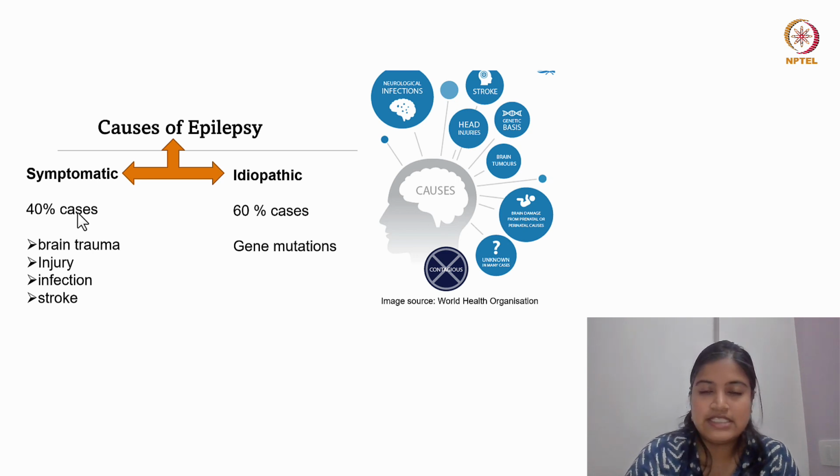But because of the recent advances in genomic studies and gene sequencing, we have now been able to identify that most of these idiopathic cases have a genetic component or gene mutations attached to it. That means that most of these 60% of the cases arise because of genetic mutations that cause epilepsy.